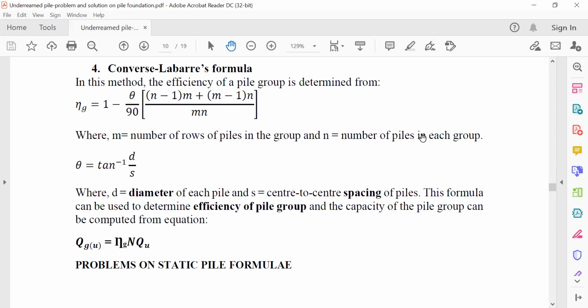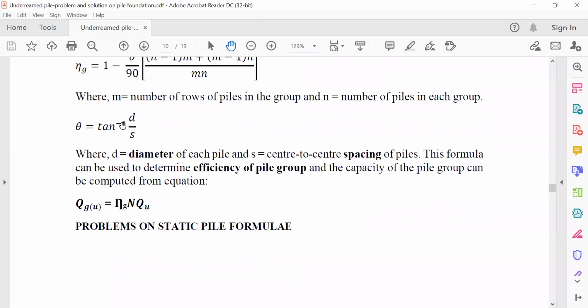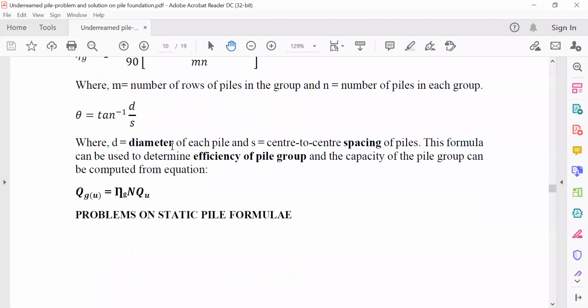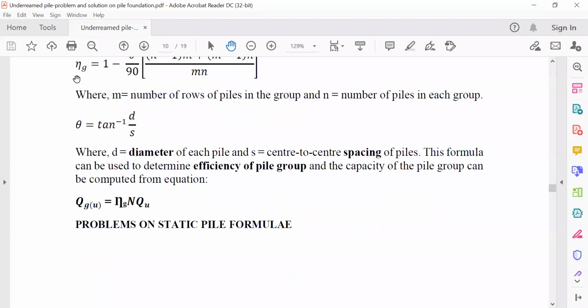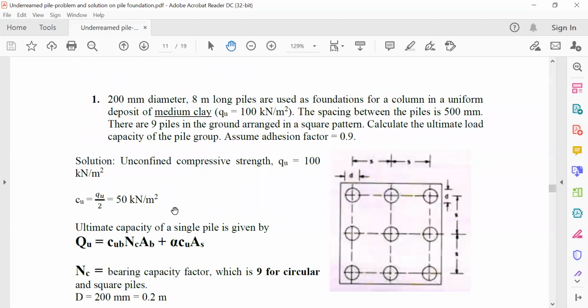यहाँ थोड़ा सा गलत, number of piles in each row होगा, ये हम लोग यहाँ गलत लिखा है एक्चुअली. Number of piles in each row, और M is the number of rows. कितने rows हैं और एक row में कितना piles है वो N को डिनोट करता है. ये चीज आप लोगों को ध्यान रखना होगा. और theta is equal to diameter of the pile divided by spacing of the pile. सो हम लोग इससे इफिशियंसी निकालते हैं कन्वर्स लाबारे से. Suppose you are going to find out the efficiency, then you can find out the QGU equal to eta G into N Q निकाल सकते हैं इससे.